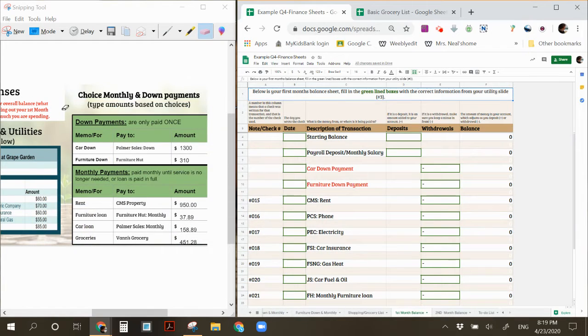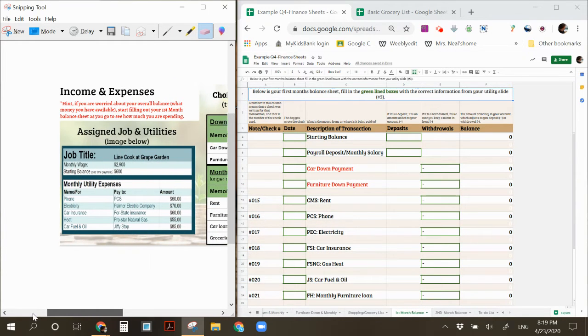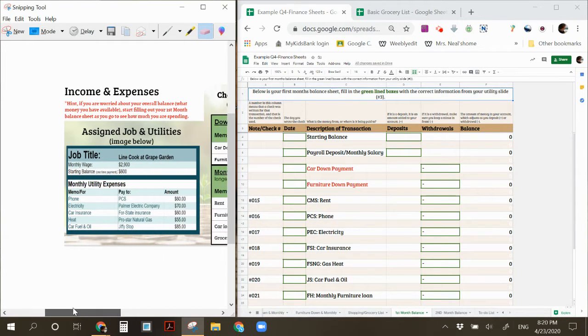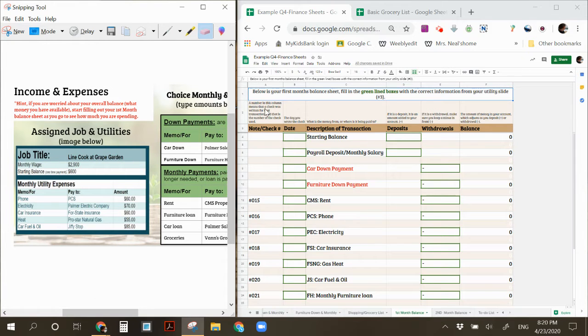So I still have the snip of my income and expenses slide saved on one side, and then I have my finance sheet open on the right, and I clicked on my first month balance sheet to see this right here. I'm going to get ready to fill in the boxes, only the boxes that have a green border. And over here you'll see a description of what these columns are for if you want to look at them a little bit more thoroughly.